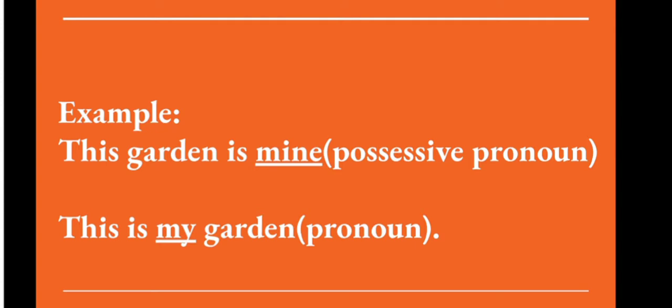Yes or no? Now let's look at the next sentence. This is my garden. In this sentence, my is a pronoun, and after my, did you see garden? Garden is a noun. So look at the difference between these two sentences. In the first sentence, mine is a possessive pronoun and we do not find anything after that word. We have ended the sentence. But look at the second one. After my, you can find a noun, and that noun is garden. So this is the difference.